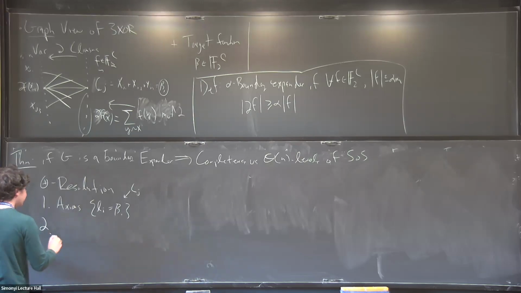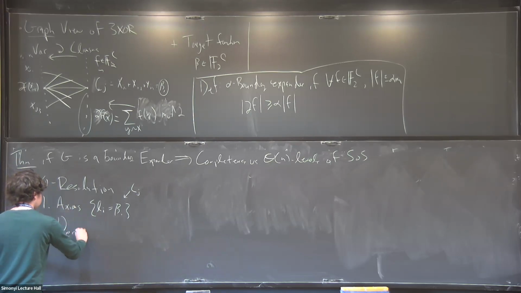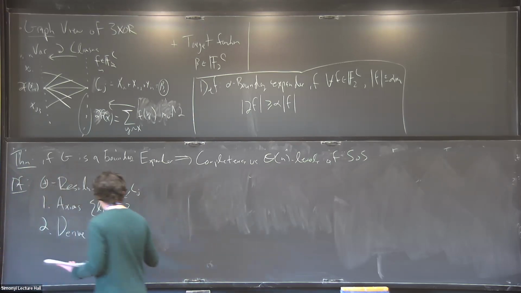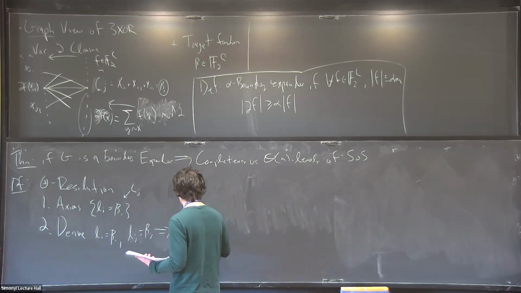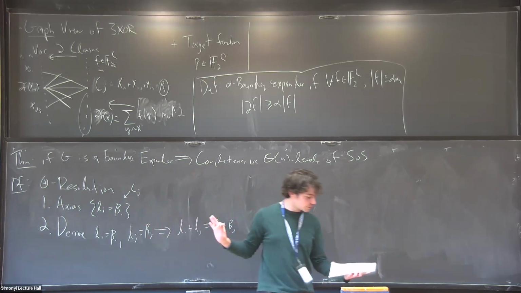And then second, it's allowed to derive, what's the sort of obvious thing you can do here? You can sum any two clauses. So if I have Li equals beta i and Lj equals beta j, I can derive Li plus Lj mod 2 equals beta i plus beta j. Okay, very simple proof system.